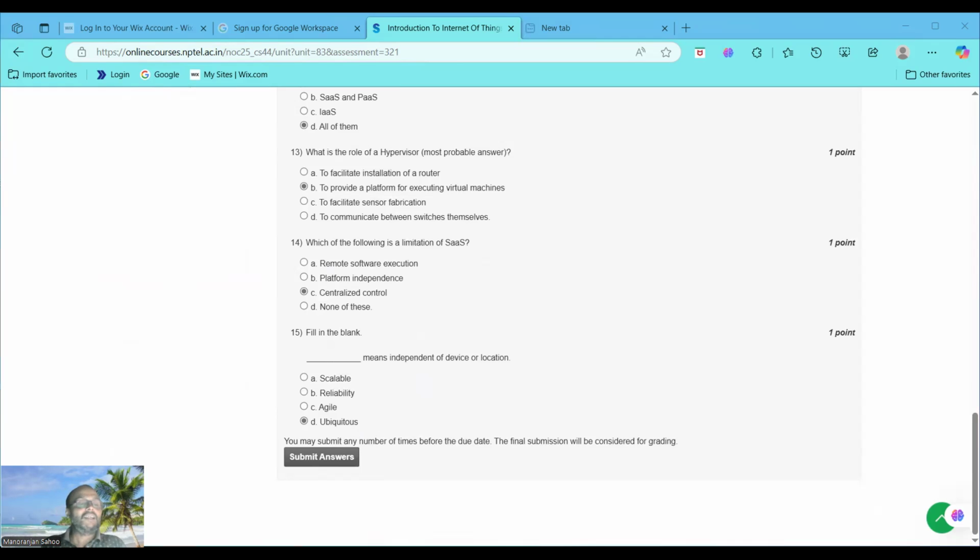Okay. A is incorrect because scalable means adaptive capacity. B is incorrect because reliability is uptime consistency. C is incorrect because agile is flexibility in development. So only option D, ubiquitous, is the most right and appropriate answer.